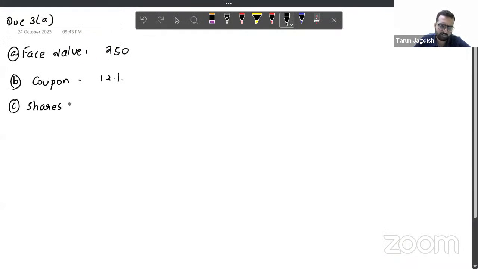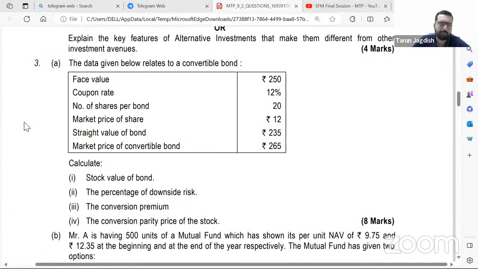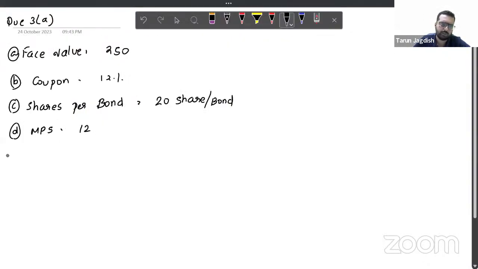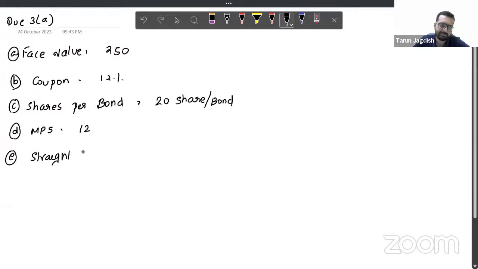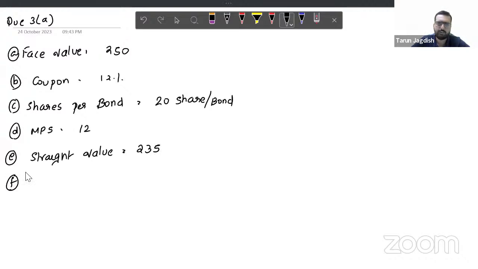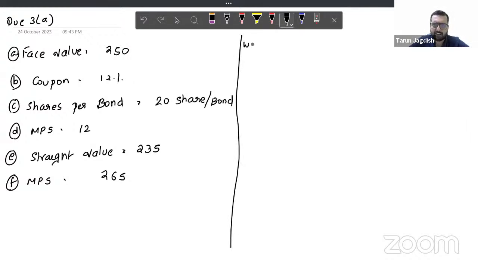Number of shares per bond will be 20 shares per bond. All right. Then you have MPS. What is the market price per share that you have over here? Is it 12? Okay, next one. Straight value of the bond is 235. That is the present value of future cash flows. So the market price of the convertible bond is how much? 265. So once we write up all these things, I will write down working note number 2, analysis.